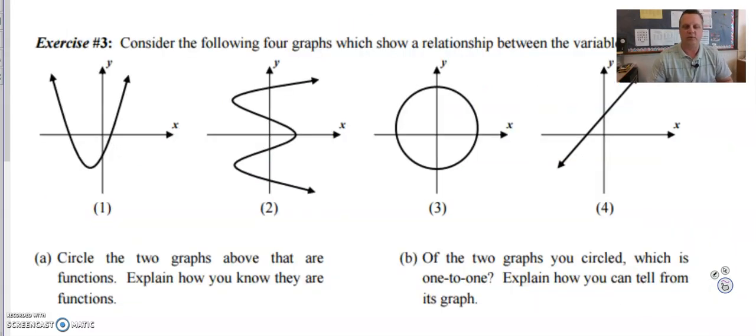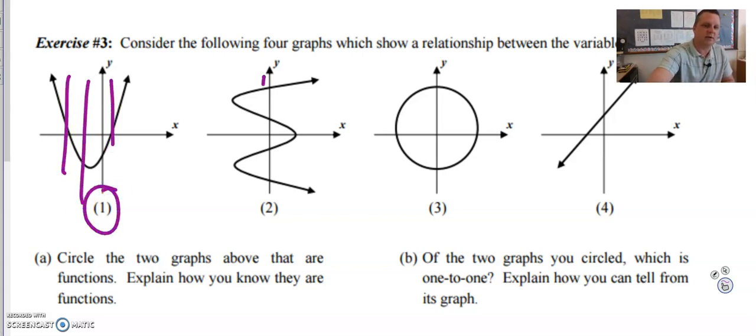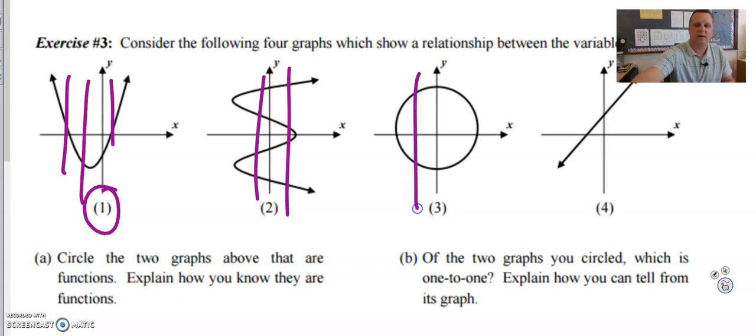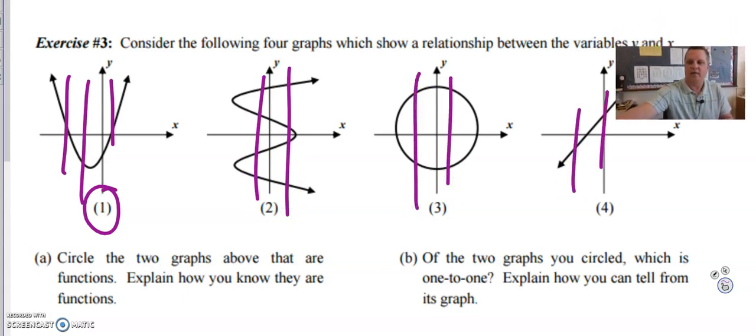Now, when I look at exercise 3, I'm looking at the 4 graphs, which show a relationship between the variables y and x. Letter A says, circle the 2 graphs above that are functions. So functions pass the vertical line test. So that passes it, that does not, and this one also passes it. So therefore, circle the 2 graphs, 1 and 4. Explain how you know they are functions, because they pass the vertical line test.